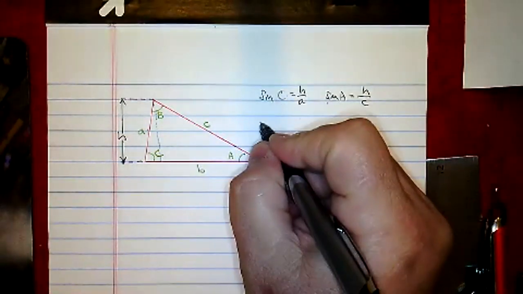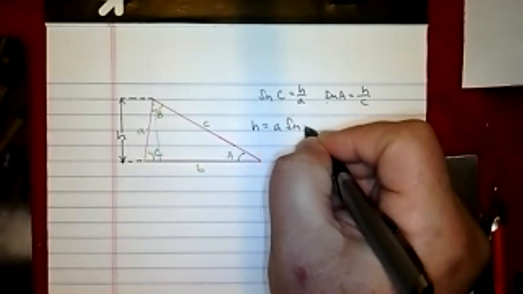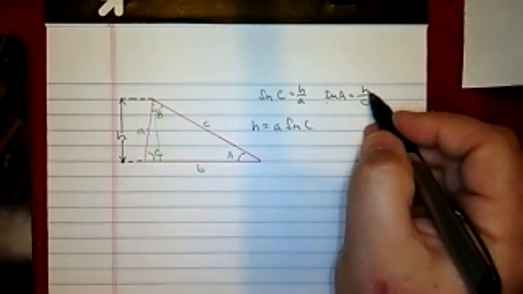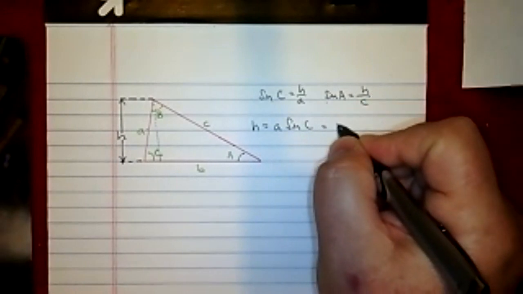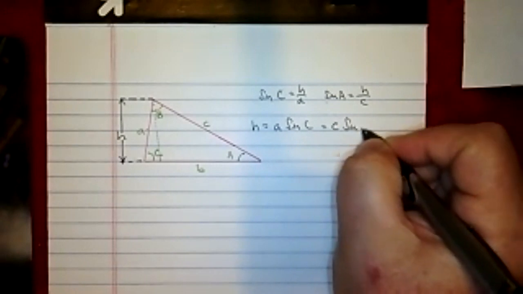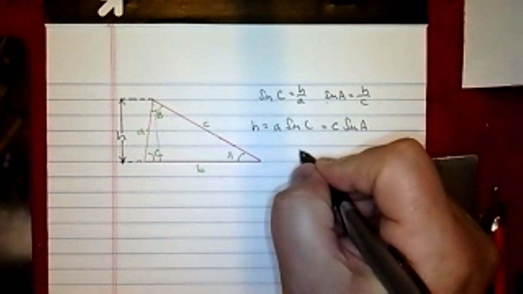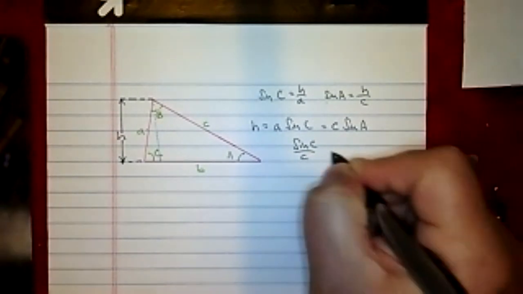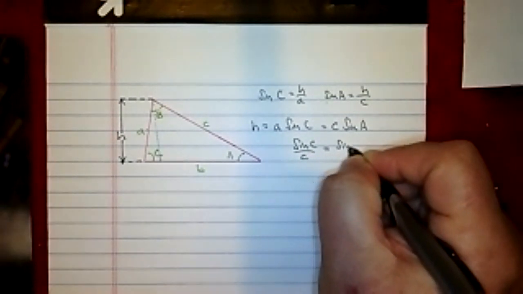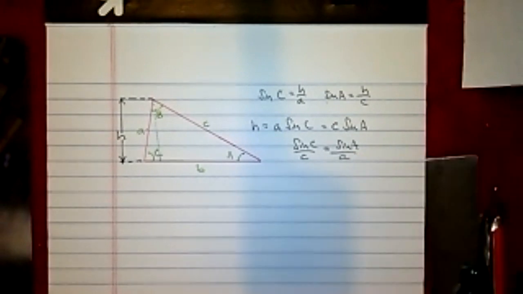If I solve this equation for h, I've got h equals a times the sine of C. And if I solve this one for h, I've got h equals c times the sine of A. So ignoring the outer part and just looking at this, what I end up finding is that the sine of C over the side c is equal to the sine of A over the side a. So that gets us two parts of the law of sines.